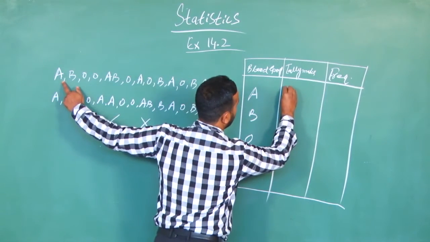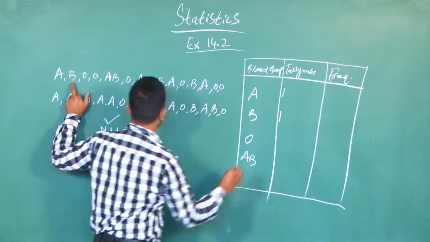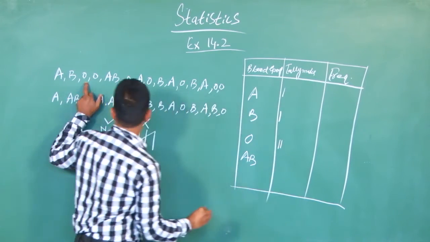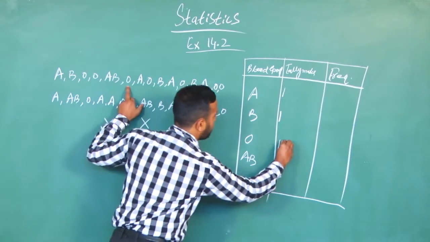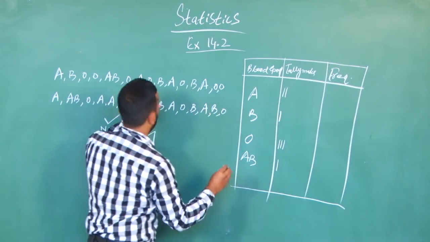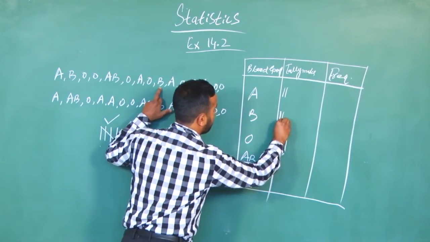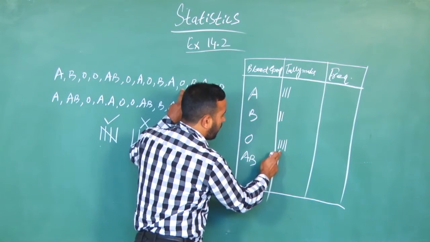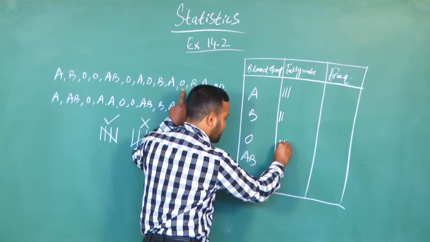Now let us come to A. We put one tally mark here, 1. Now B, one tally mark. O and O again, 1 and 2. Then AB, we put one tally mark. Then O again, one tally mark. A here. O, again one tally mark. B is here. A here. O. Now we have already counted four tally marks, 1, 2, 3, 4, and for the fifth one we cross it like this.